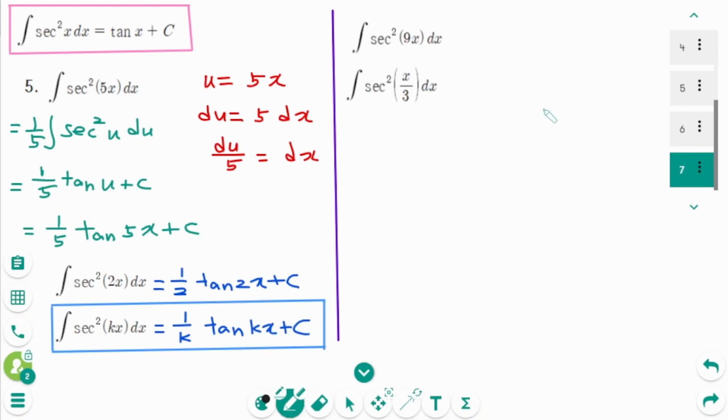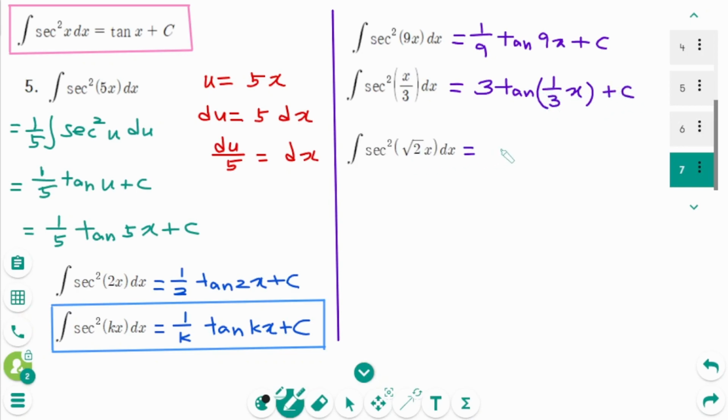Let's try to integrate a few more questions. Use the formula. k makes 1 over k, 9 makes 1 over 9, tangent 9x plus c. The second one, in here k is 1 over 3, so 1 over k is the upside-down number, which is 3, tangent 1 over 3 x plus c. The last one, 1 over square root of 2, then tangent square root of 2 x plus c.